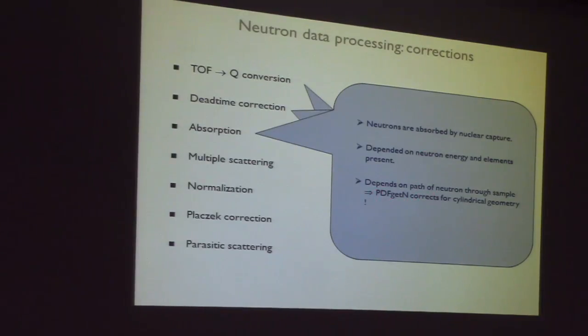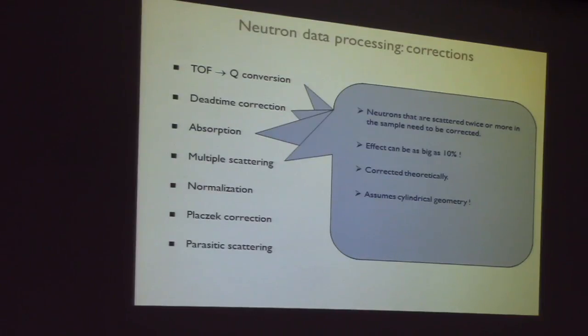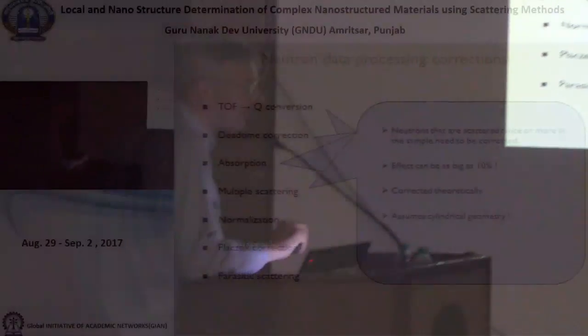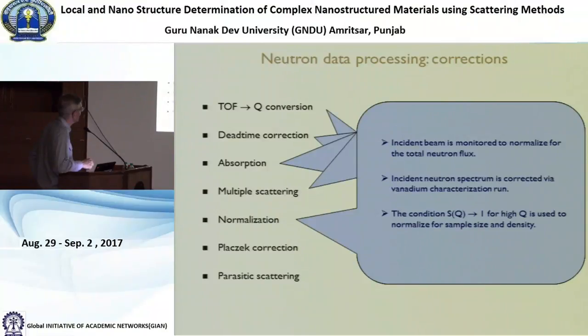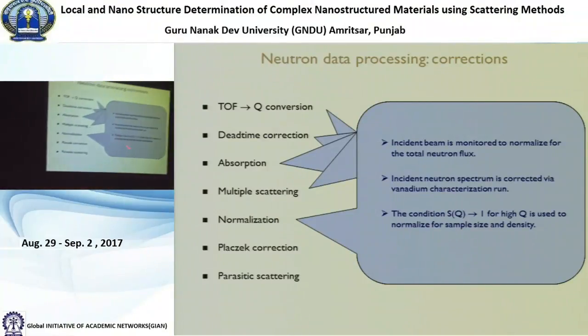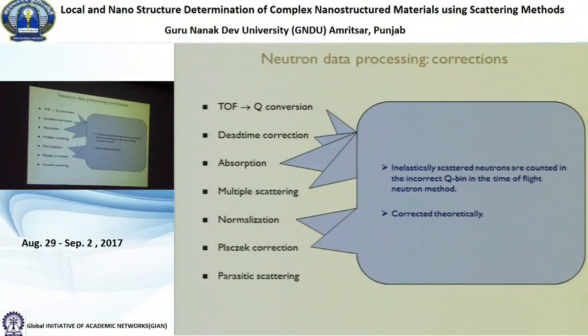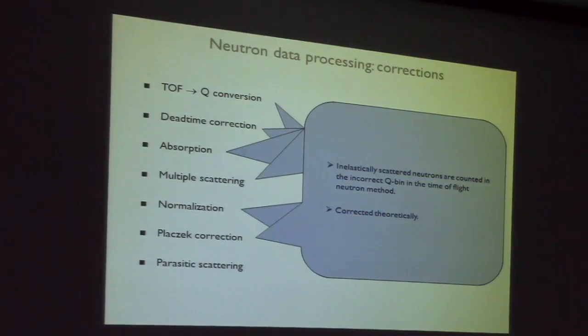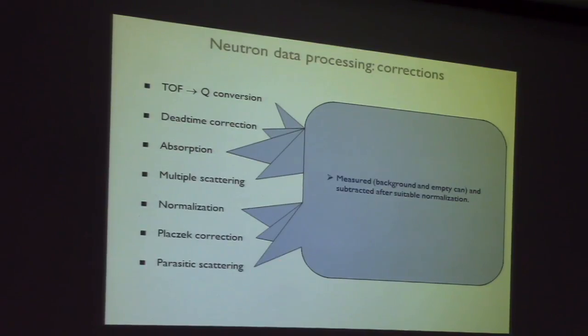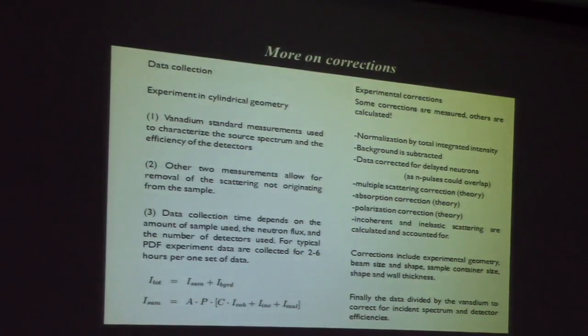PDFgetN does these corrections. Again, multiple scattering typically is low because the neutrons don't scatter strongly. But we also tend to use very large samples because we want to get more scattering from the sample, and so we tend to do a multiple scattering correction. We use the same kind of normalizations that were in the X-ray case. There's this funny inelasticity correction called a Placzek correction, which I don't have time to go into, but we correct for this one. And we obviously correct for the background and the parasitic scattering.